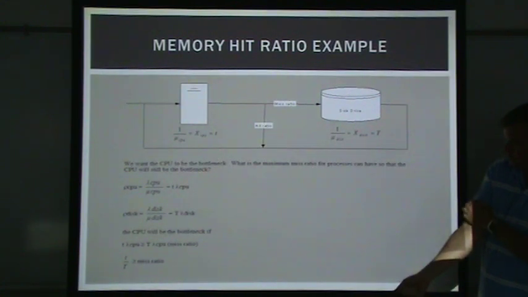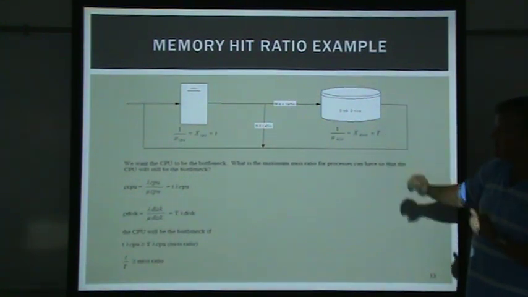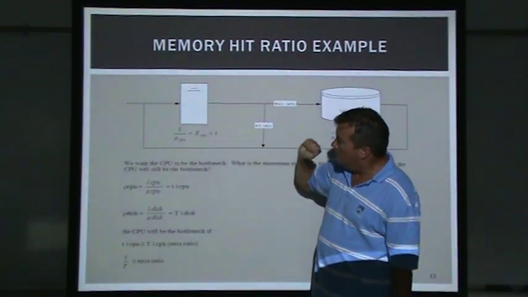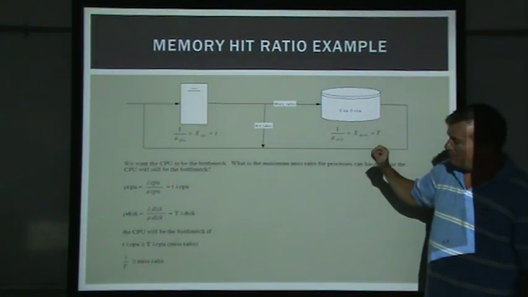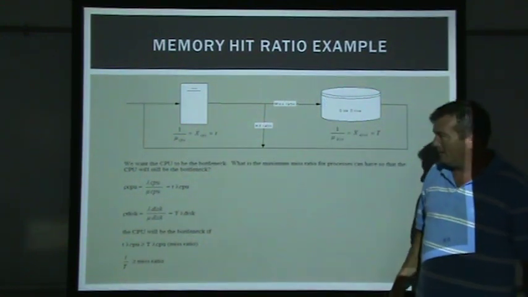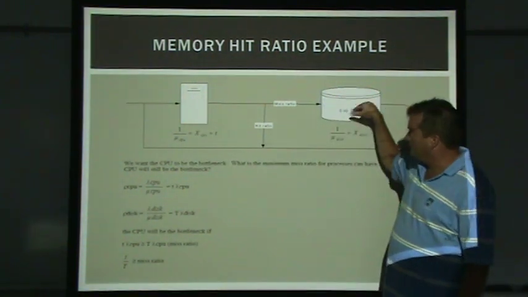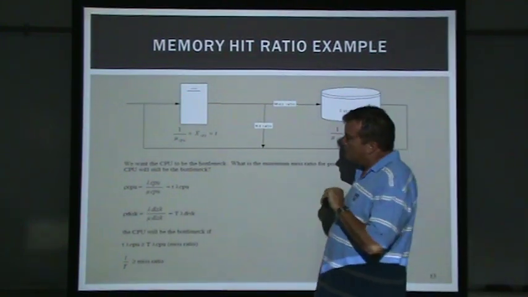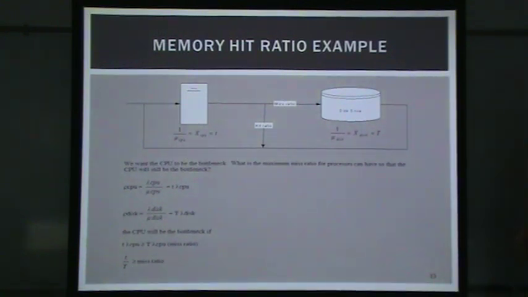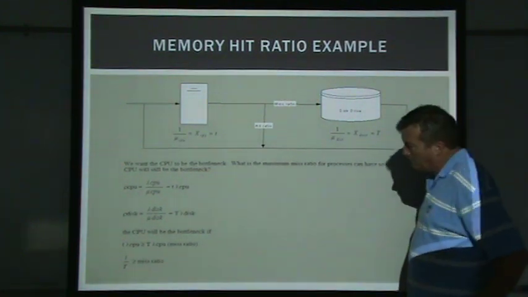So in an analysis like this, we want the bottleneck device to be the CPU. The reason we want the bottleneck to be the CPU is our goal in managing our operating system is so that the CPU is as close to 100% as we can. We don't want the CPU sitting idle while everything's queuing up on a disk drive. So this is kind of a theoretical model of the processor and CPU. So what's the maximum miss ratio for the processes in our system that allows us to have the CPU be the bottleneck?